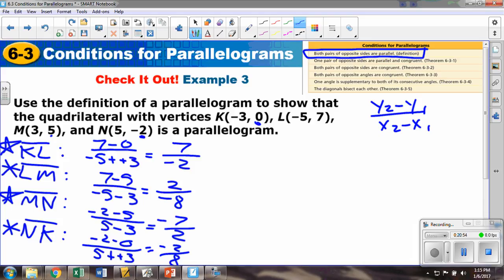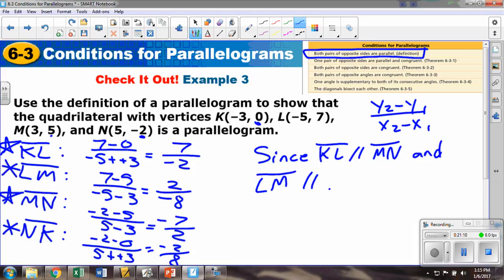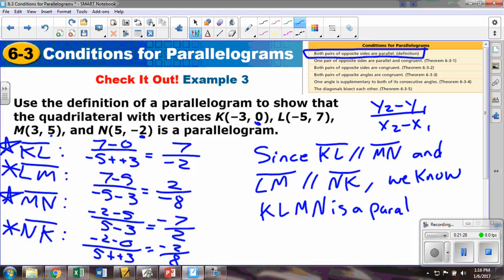So all this stuff down in the blue says, since we've got KL parallel to MN, and we've got LM parallel to NK, matching slopes give us parallels. We would know that KLMN is a parallelogram. The definition tells us.